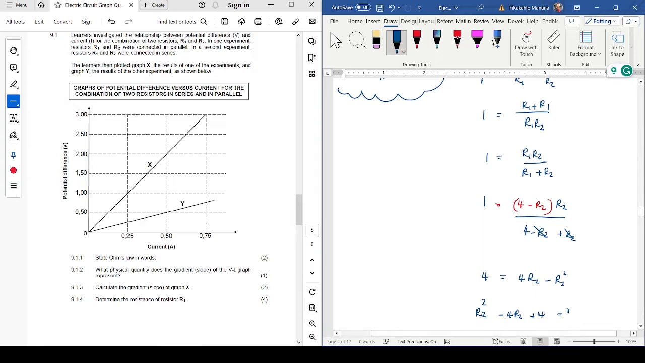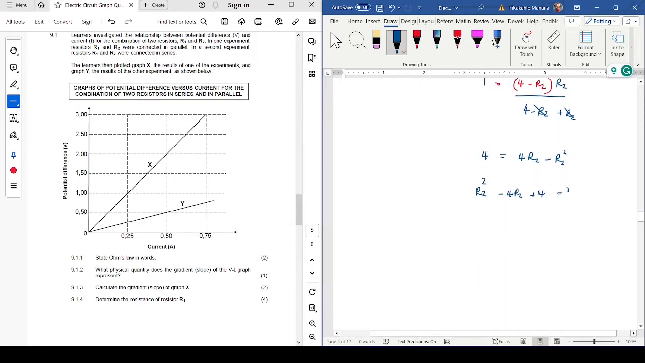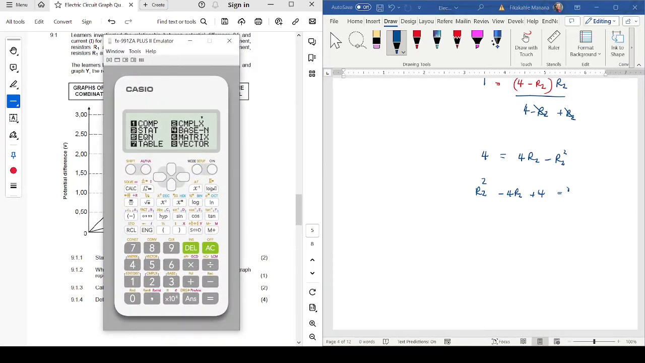So I have a quadratic equation, so you're going to go ahead and use the quadratic formula. I'm going to speed ahead, and not cheat, but just use a calculator that is quick for the sake of time. All right, so then I find that R2 is equal to 2 ohm. Yeah, so R2 is equal to 2 ohm.